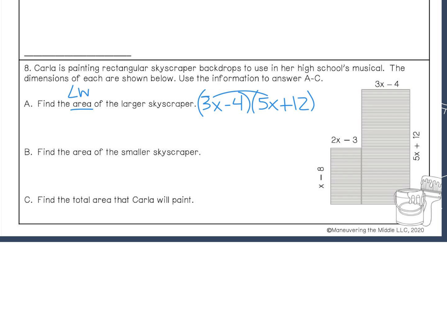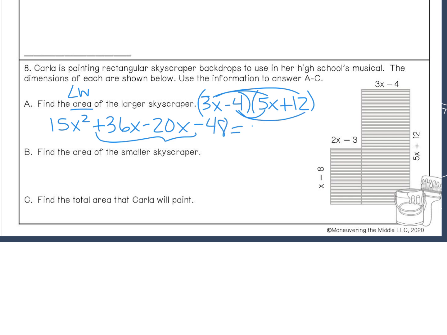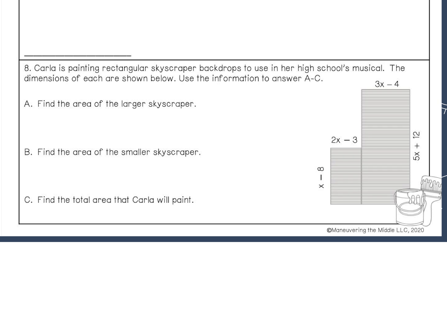So 3x times 5x is 15x squared. That's the part people mess up on. Be careful. Plus 36x minus 20x. I know I need to put these together. Minus 48. And when we put those together, 15x squared plus 16x minus 48. And then it says, what is the area of the smaller one?